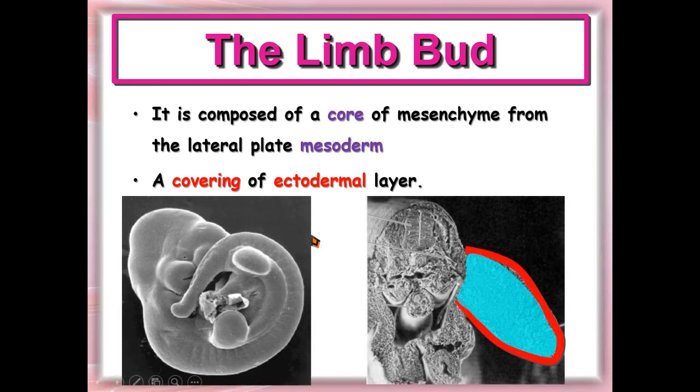So this is a side view of the embryo one more time, and this is the upper limb bud, and this is the lower limb bud. If we take a section in it, we'll see that it is formed of a core of mesodermal cells or mesenchymal cells and a cover of ectodermal cells.